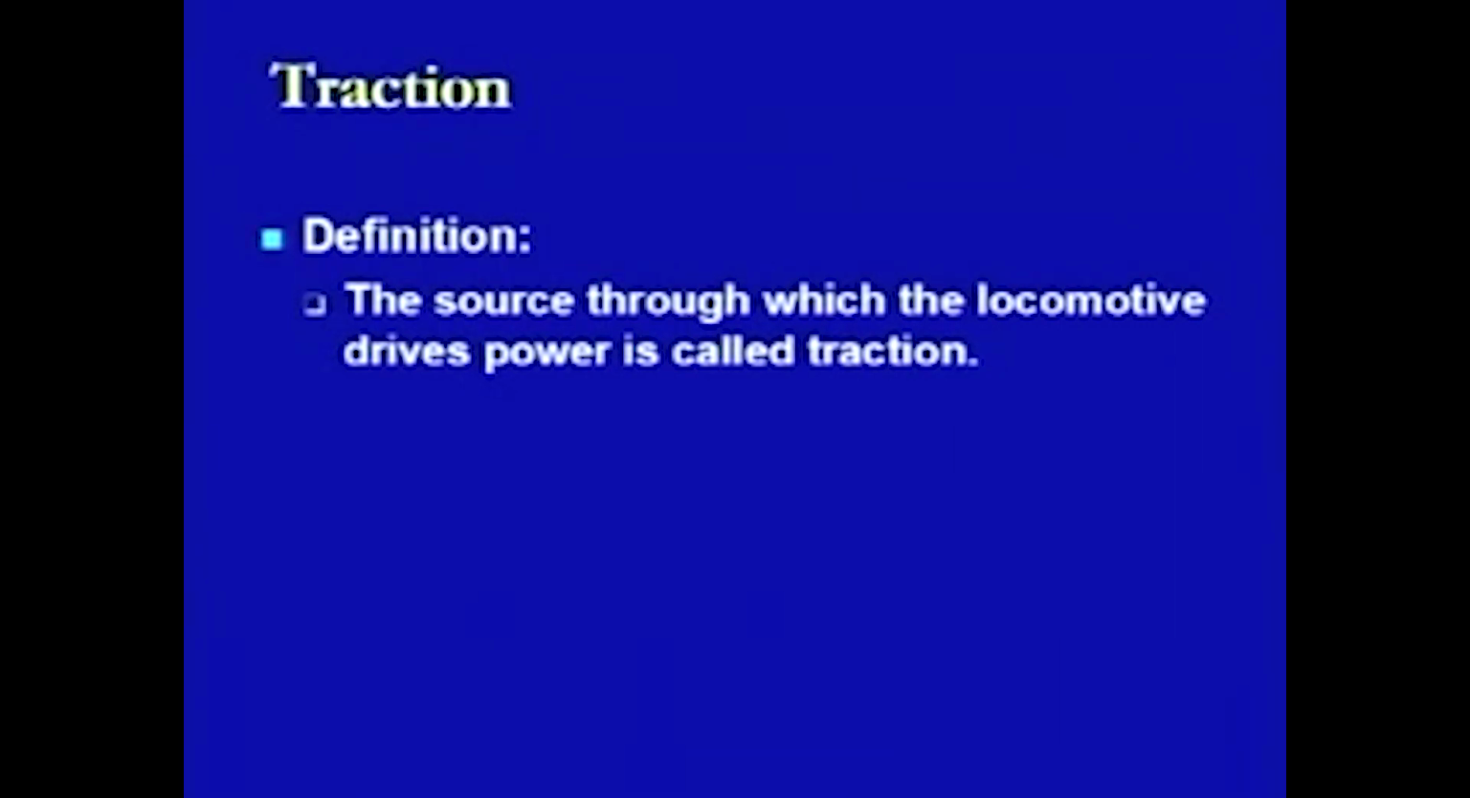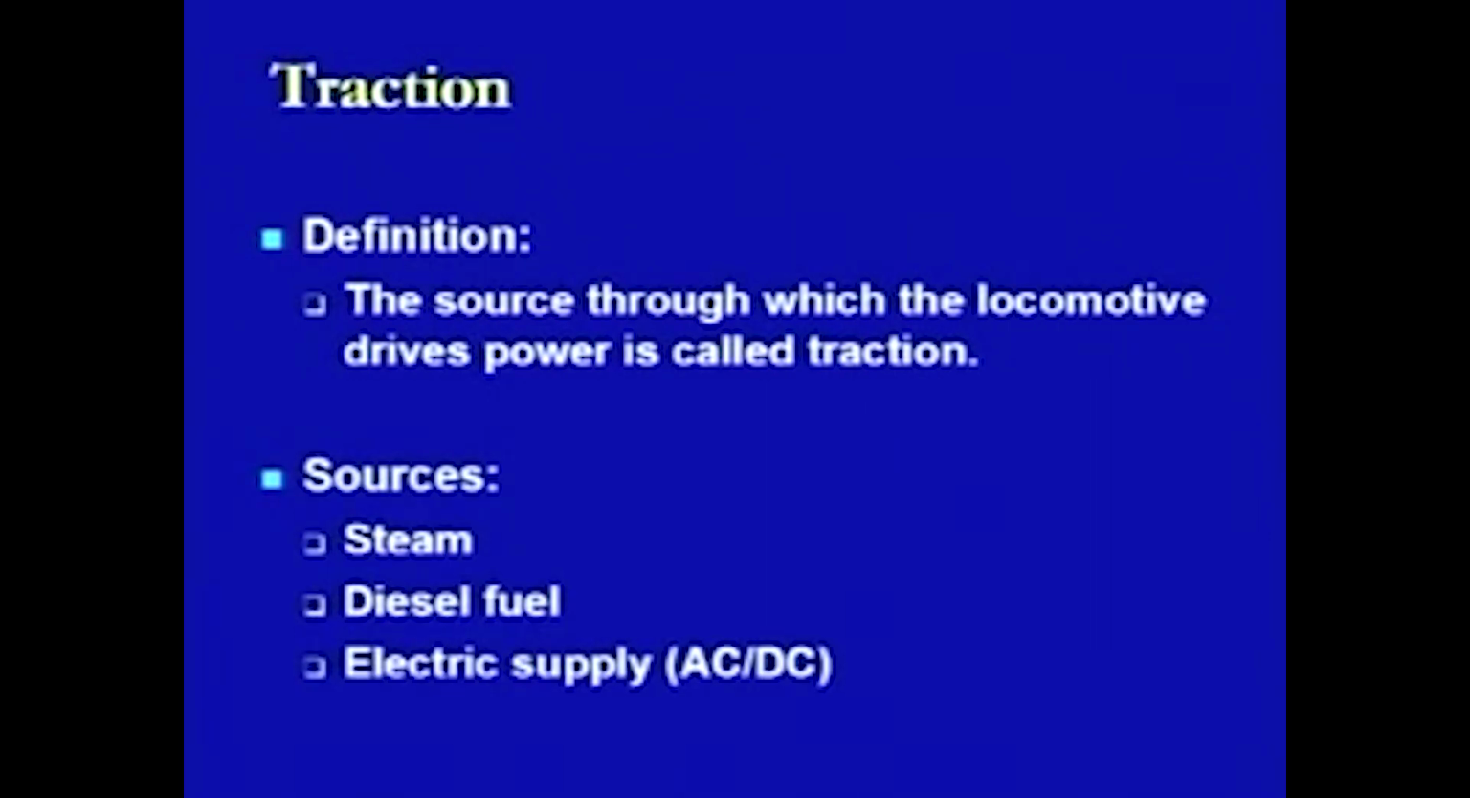On the basis of the different sources, this driving power may be attained using either steam, diesel fuel or electric supply. In the case of the electric supply, we have two types of supplies which are being used at different sections throughout the world. They are AC traction or DC traction. We will look at some aspects related to these sources and the comparative conditions if we use a diesel locomotive or an electric locomotive a little later.